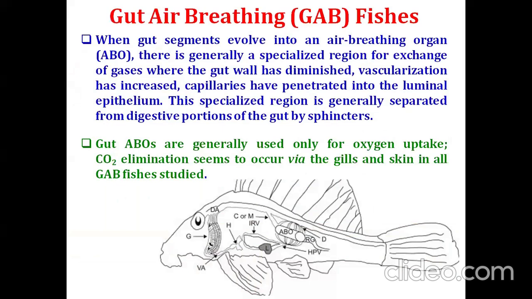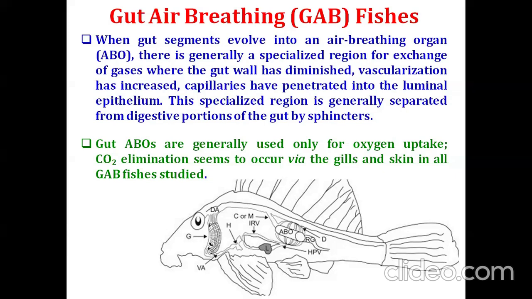So when the gut segments evolve into an air breathing organ, there is generally a specialized region for the exchange of gases. So we cannot say all over the intestine or all over the stomach the exchange of gases will be taking place, because there is a section for digestion and there is a section for breathing also. Both have to be done, but neither should be bypassed.